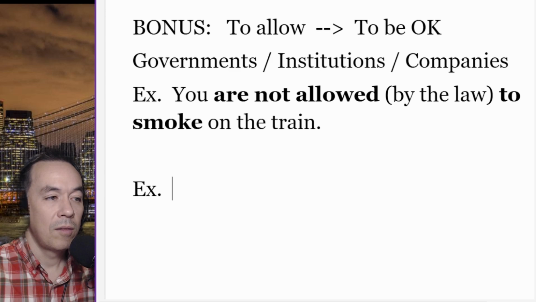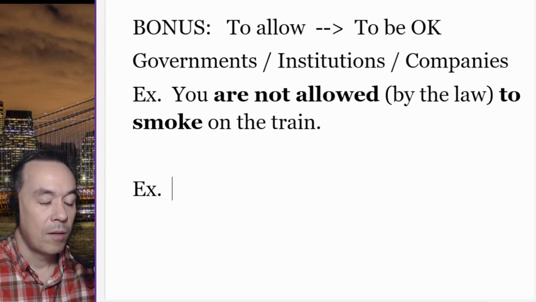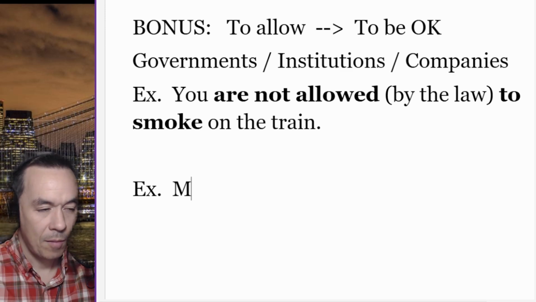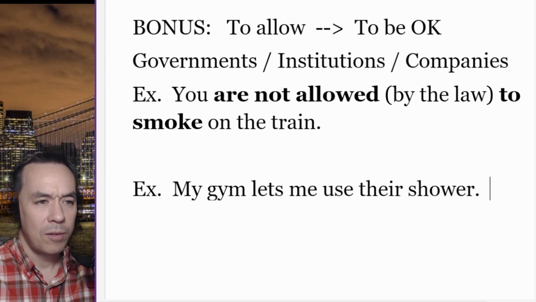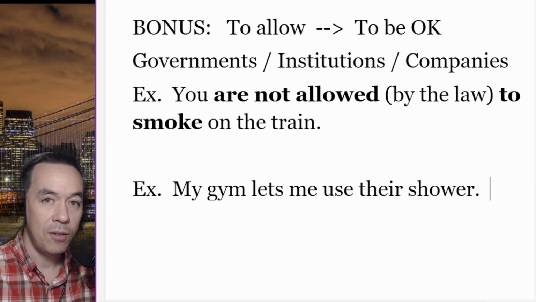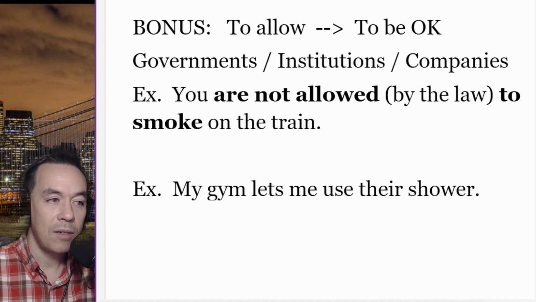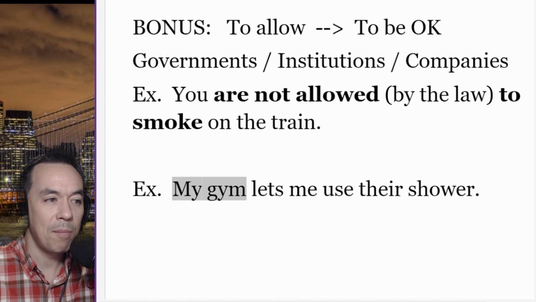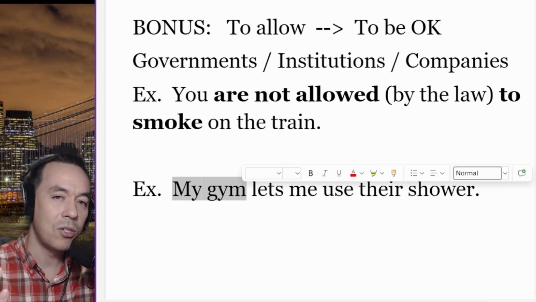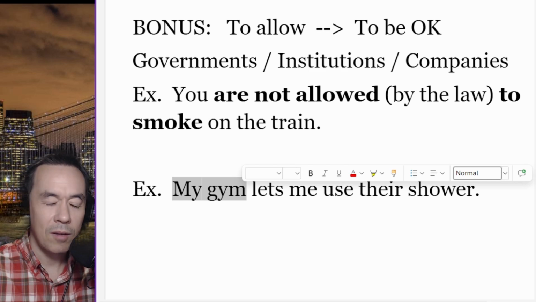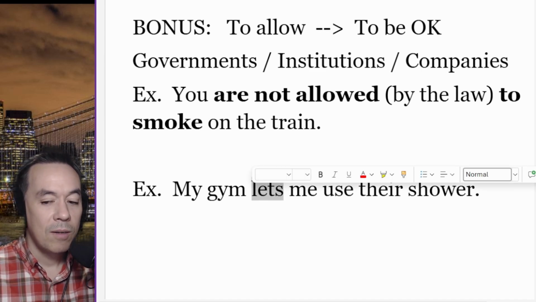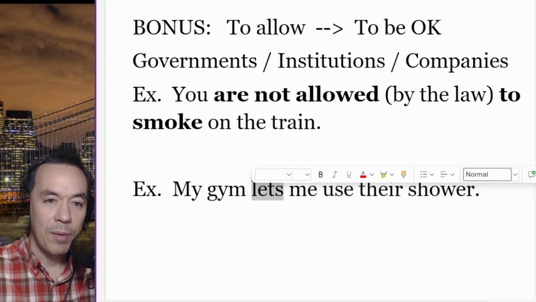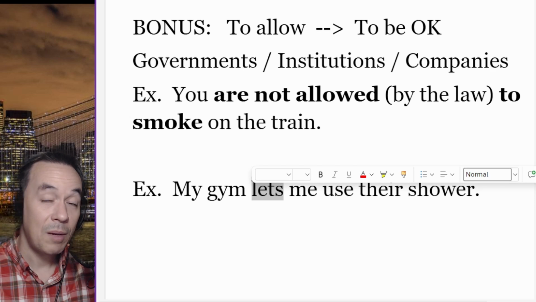So let's say, let's see. My gym lets me use their shower. Okay, my gym lets me use. No, that is correct. No mistake here, but maybe it's a little strange to say my gym lets, as though the gym is a building or the gym is a business. So usually the word let has a more alive or dynamic character. The gym is not a character. Maybe I'll say it like that.